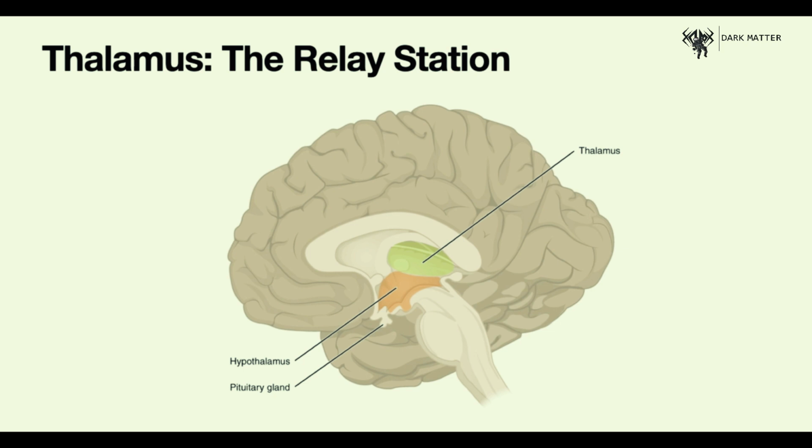So one very important structure in the somatosensory pathway that you have to become familiar with is the thalamus. This is a structure that's found in the part of the brain called the diencephalon, along with the hypothalamus that is involved in hormone release. So the thalamus is thought of as the relay station of the brain.